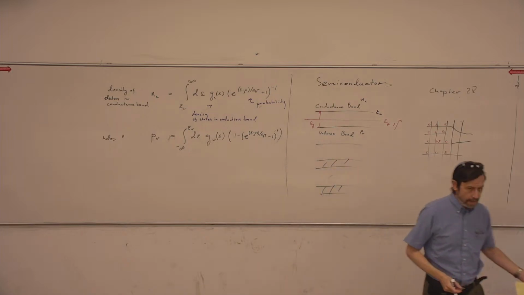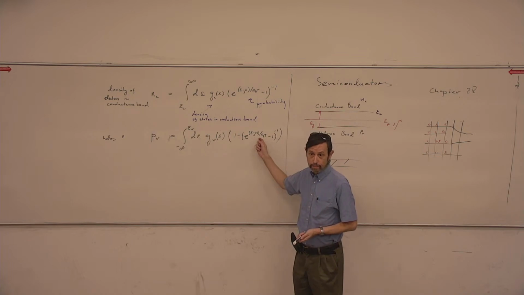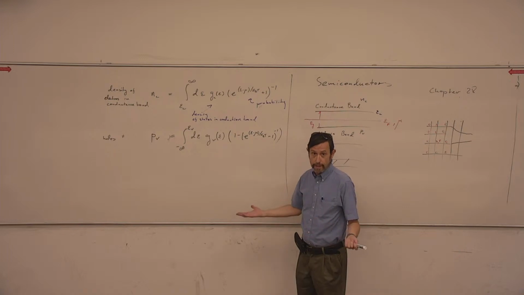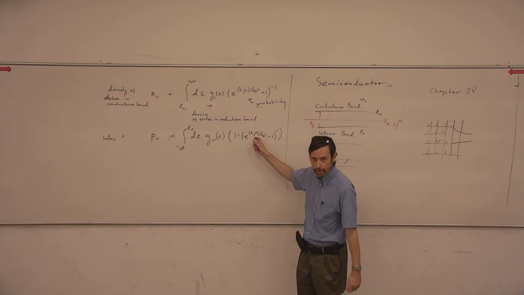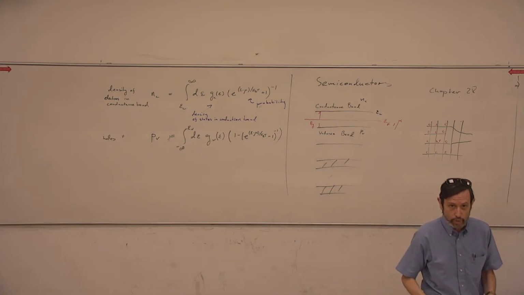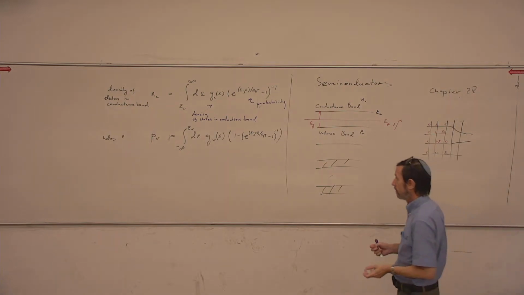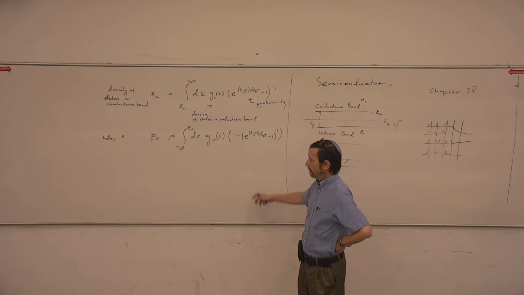Density of states in the valence band. Why is it 1 minus? Because it's the density of holes. Holes is the absence of electrons. This is the probability of having an electron. 1 minus is the probability of having a hole. The density of electrons in the conductance band is the density of holes in the valence band, because they all came from there. That will be the next step.